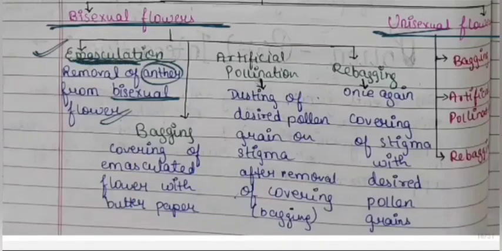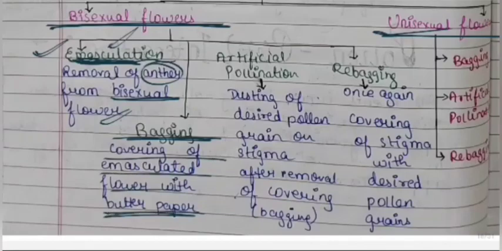Now it is followed by bagging, in which the emasculated flower has to be covered with butter paper so that no other pollen grain reaches the stigma. Now coming to the third step, that is artificial pollination. Here the desirable pollen grain is dusted on the stigma after removing the butter paper. Now the last step is rebagging. Once again the stigma has to be covered after pollination with the desired pollen grain.